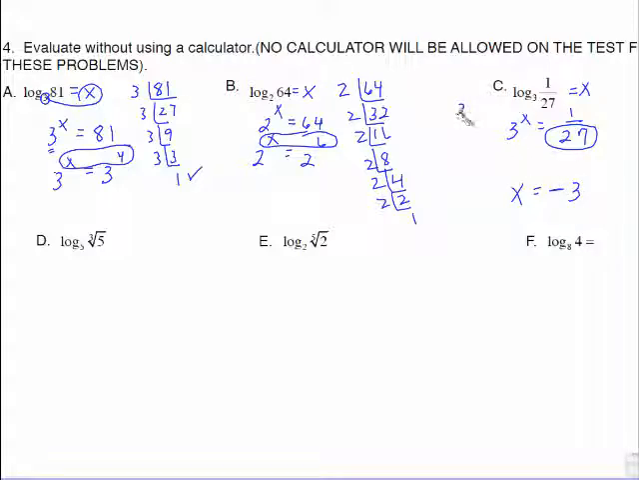But if you don't know it, or you get a bigger number on the test, do your division. 3 into 27 is 9. 3 into 9 is 3. 3 into 3 is 1, and there's our third. But the reason it's negative is because we created a fraction.